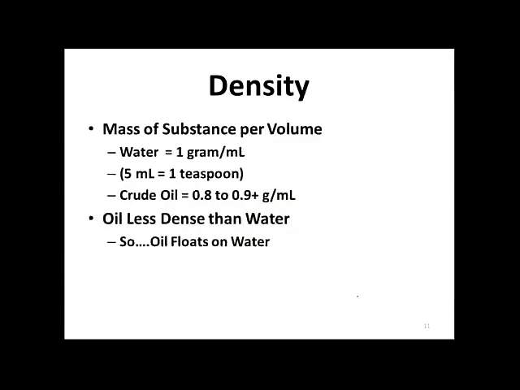But some important characteristics that I want to just point out are the density of the oil. And remember, we talked about this last time and said that if you had a milliliter of water, and remember, 5 mils are 1 teaspoon, it would weigh about 1 gram. Crude oil is a little bit lighter. It's between about 0.8 to 0.9 grams per milliliter. So what happens is that crude oil tends to float on water because it's less dense. Okay?